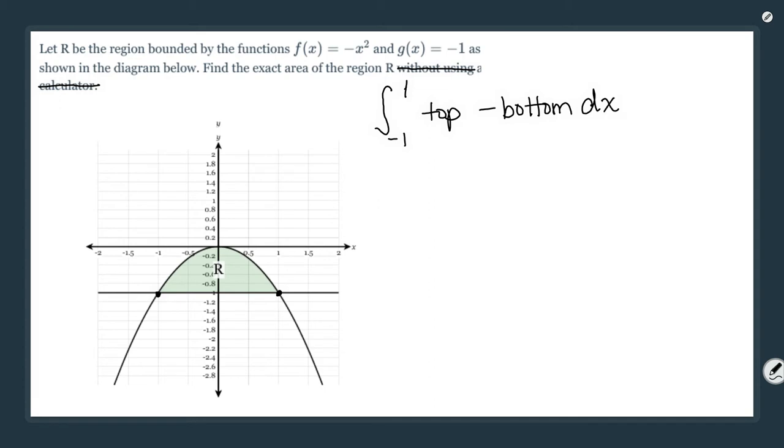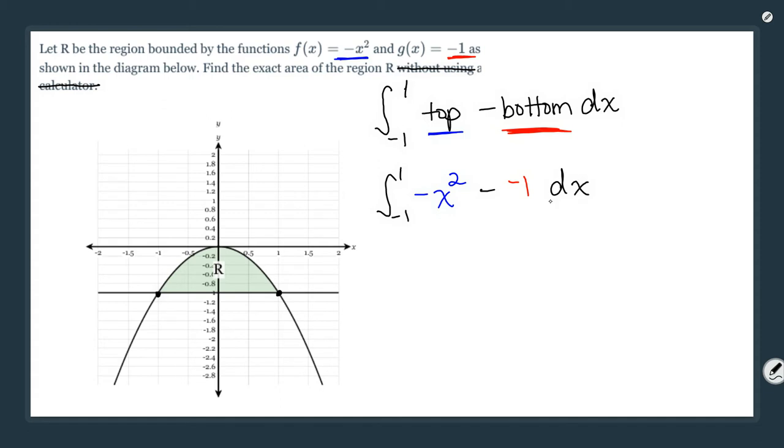It's super important. Then I have to look at my two functions and decide which function is on the top. Well, x squared is a quadratic function, which makes a parabola. -1 is linear, and that's a horizontal line. So I know that my top curve is -x squared, and my bottom curve is -1. So now I can set up the definite integral from -1 to 1 of f of x, which is -x squared, let me make that blue, minus the bottom curve, -1. And then I don't want to forget the dx.